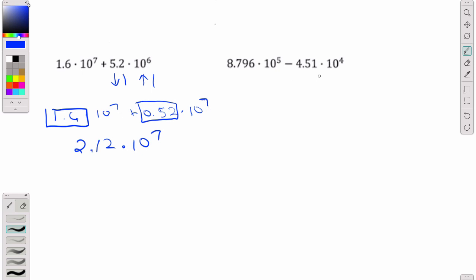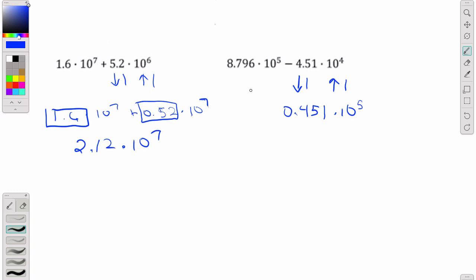I'll show you one more, and I'm going to use the going down and up method to match with a higher exponent. Meaning, I'll take my 4.51, I'll move my decimal down one or left one, and I'll move my power of 10 up one. This will give me 0.451 times 10 to the 5th power.